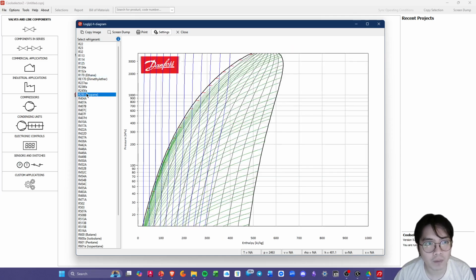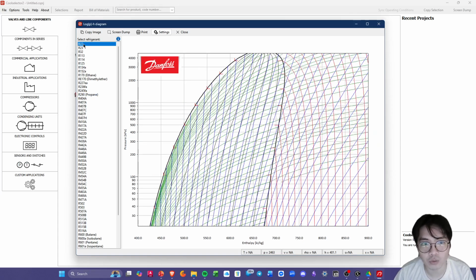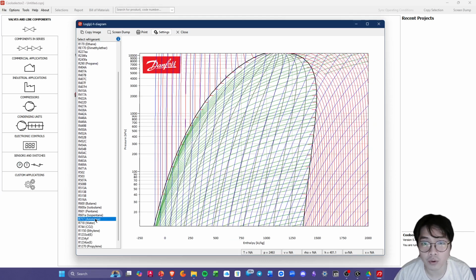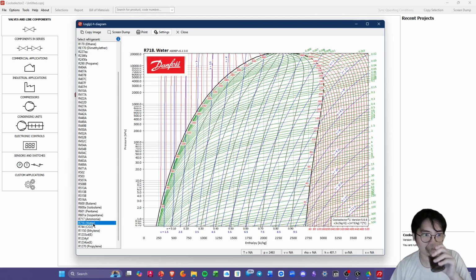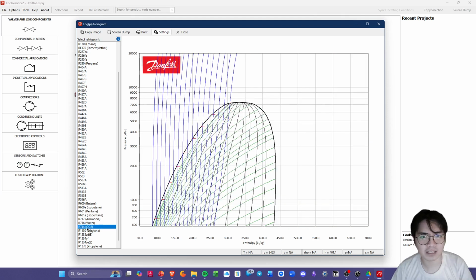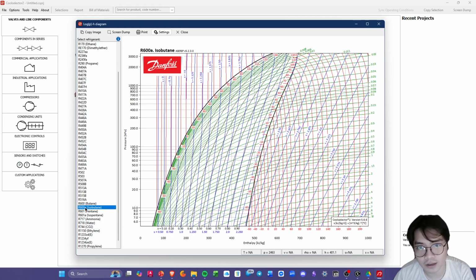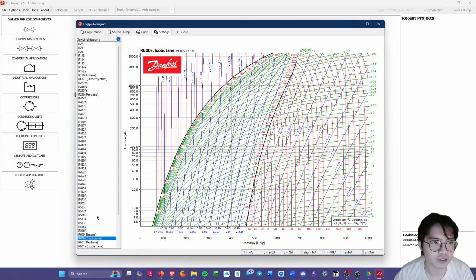So here we have propane. Here we have R134A. Here we have R22. Here we have 717, that is ammonia. Here we have water, right? You can have water in as well. And basically, a lot of things in here. Okay, this is isobutane. This is the current refrigerant that I have for my refrigerator. So that's always very interesting to look at.